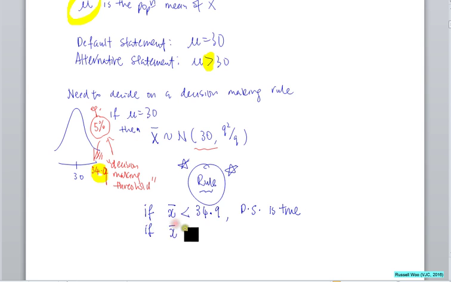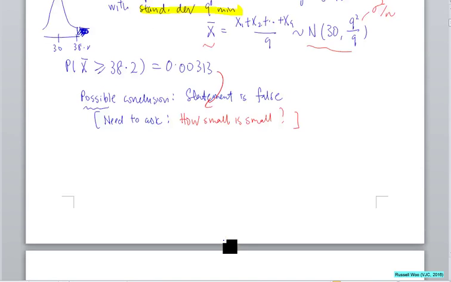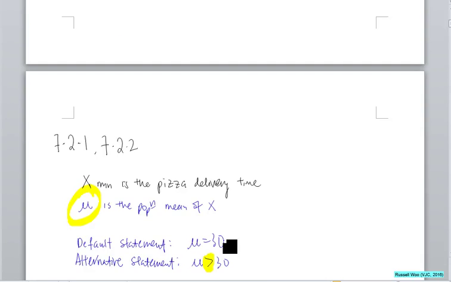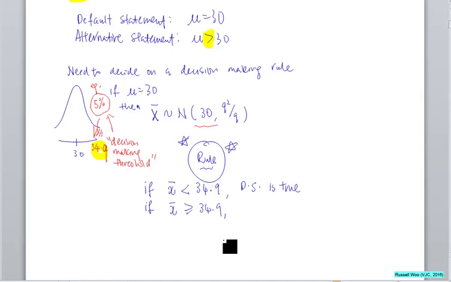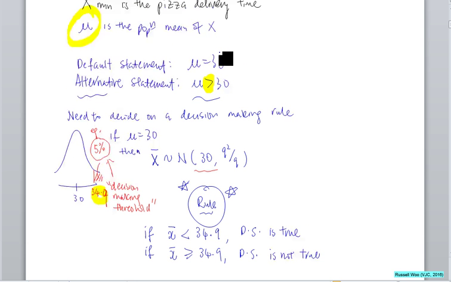But if our X bar is greater than or equal to 34.9, like what we saw just now, your X bar was 38.2. Here, very rare. It's away from your decision-making number. Then we say the default statement is not true, which actually means that the alternative statement is true, which is this one. Follow so far? Okay.